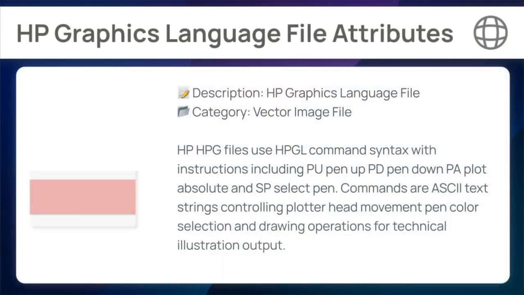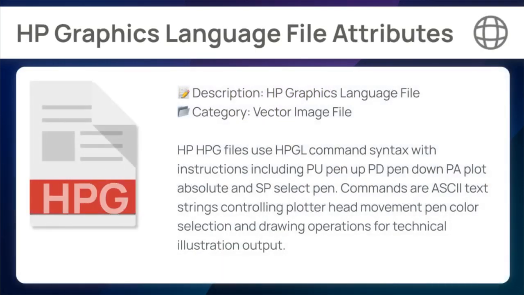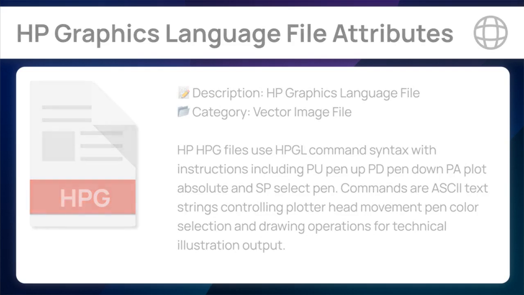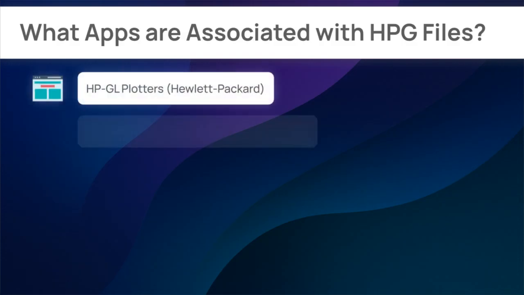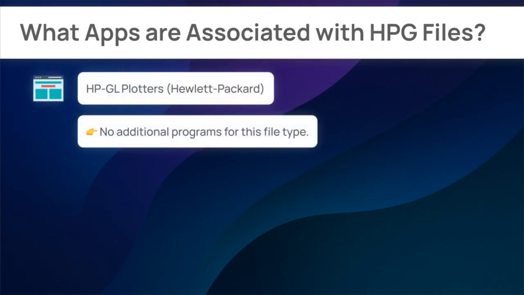HP HPG files use HPGL command syntax with instructions including PU, pen up, PD, pen down, PA, plot absolute, and SP, select pen. Commands are ASCII text strings, controlling plotter head movement, pen color selection, and drawing operations for technical illustration output. To maintain file fidelity, use HPGL plotters developed by Hewlett-Packard to open HPG.